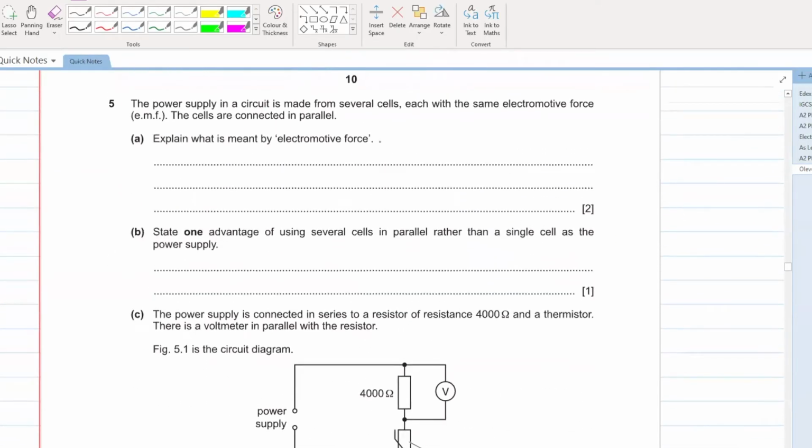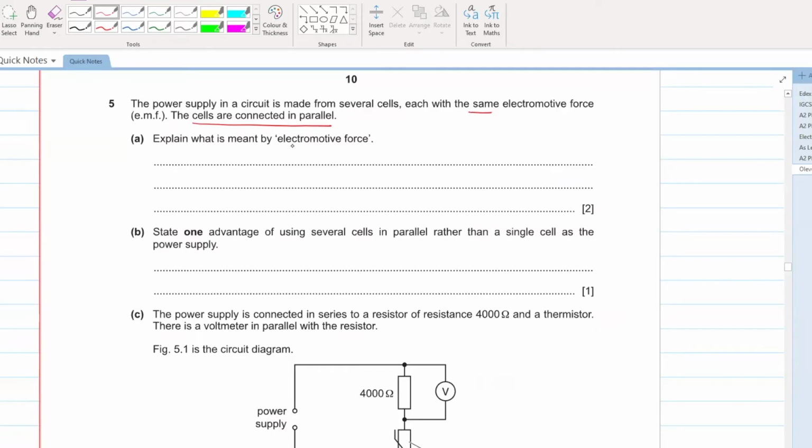The power supply in a circuit is made from several cells, each with the same electromotive force. The cells are connected in parallel. Explain what is meant by electromotive force. Beta, what is meant by electromotive force? Energy per unit charge. In doing what? In driving a charge around a complete circuit.